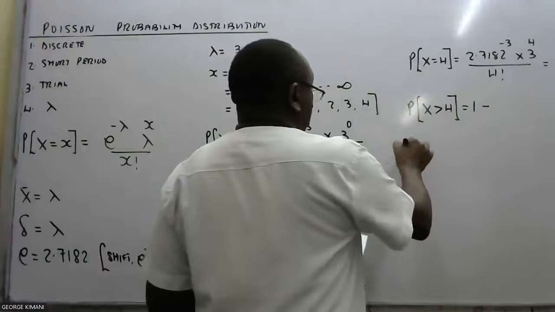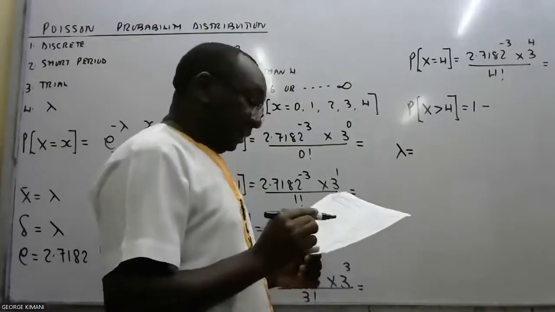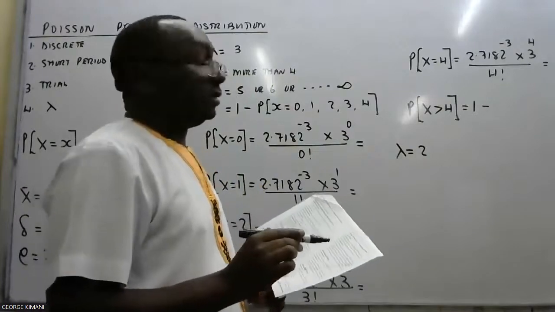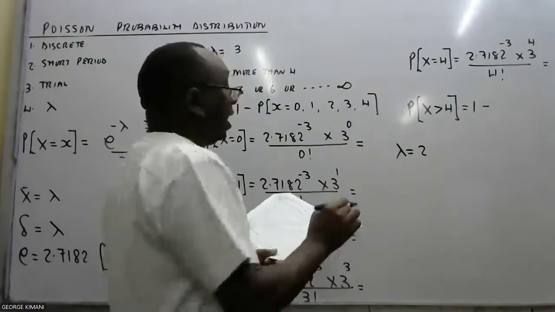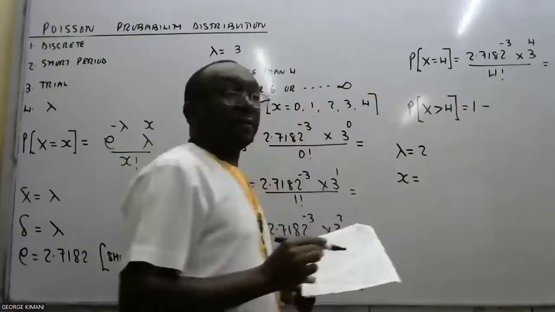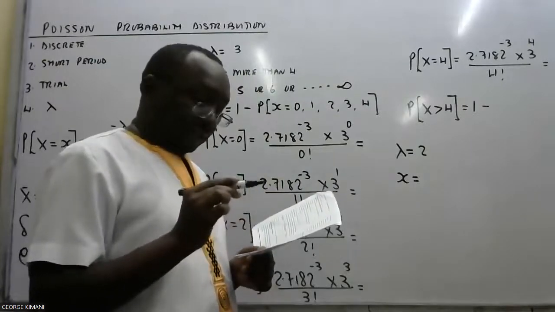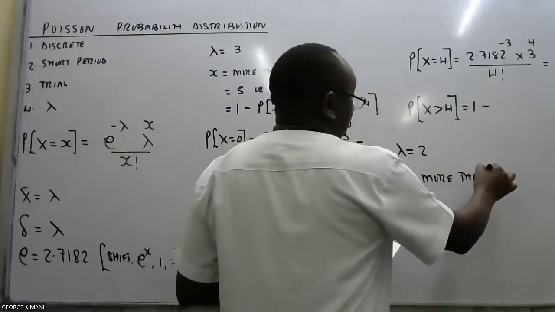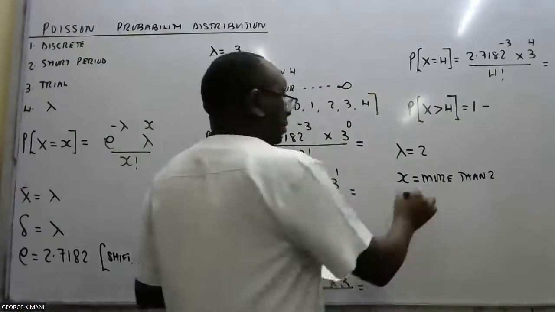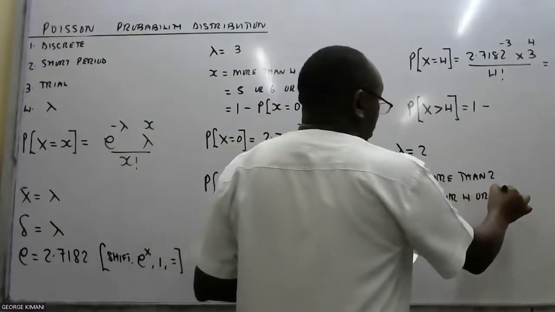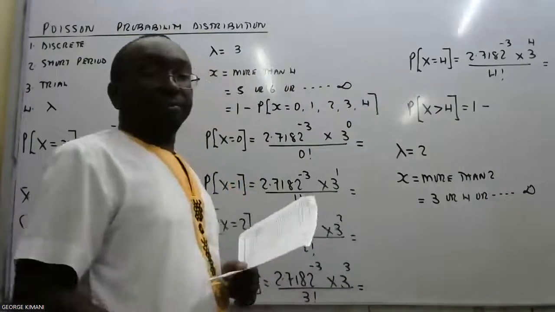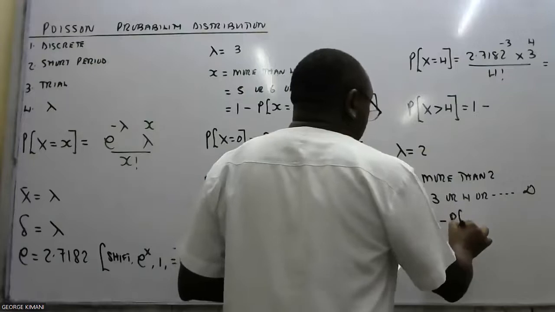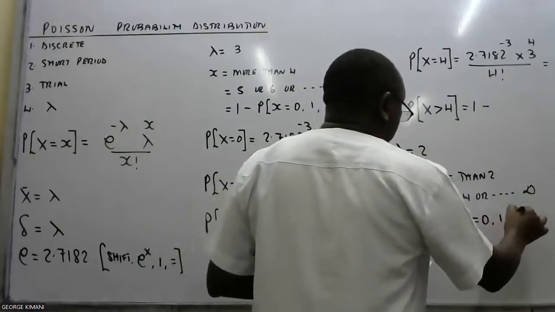Again, the first thing is to know what the lambda is. In this case, we are told the breakdowns are 2 per hour. Then our x is when he calls for assistance. He calls for assistance if there are more than two, so X is more than two. This means three or four or all the others up to infinite. This is best handled as one minus the probability that X is 0, 1, 2.